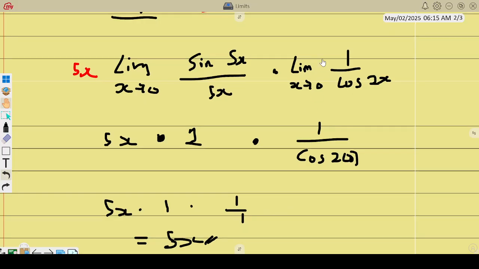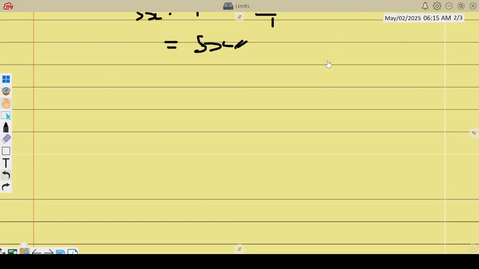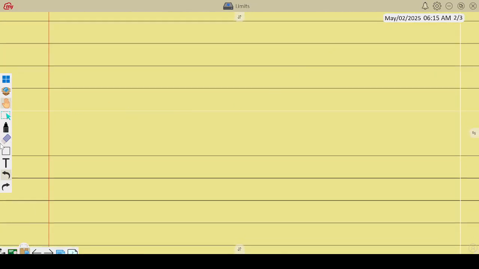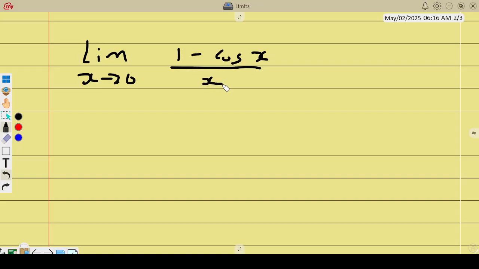Let's do one that we haven't yet done anything relating to: the limit as x approaches 0 of 1 minus cos x over x. When you see something that is mainly relating to cos, then if we are going to have the same denominator, usually here we should just have cos x.